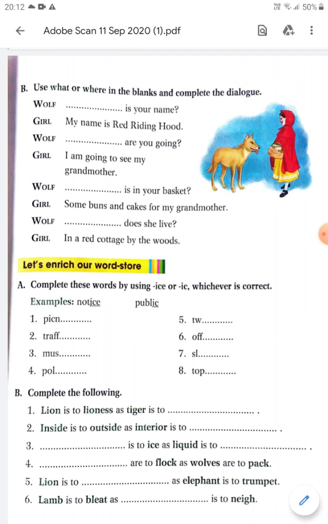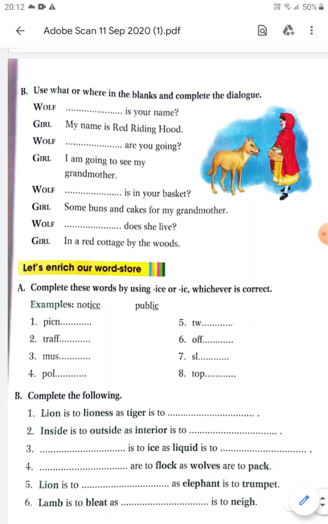Remaining exercises we'll do in the next class. Okay children, I hope you are understanding nicely. Any doubt, ask me in the online class. Any doubt, please ask me.